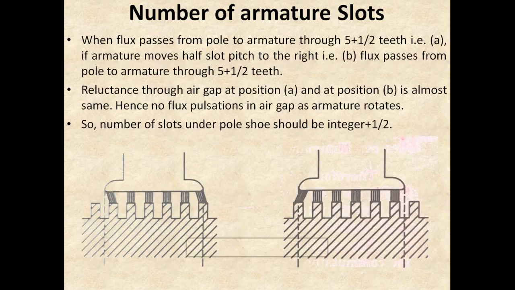Now consider the case of flux passing from the pole shoe to the armature through 5.5 teeth. You can see very clearly 1, 2, 3, 4, 5, and half of a tooth is also included. Just like in the previous case, the armature is made to rotate through half a slot pitch, towards the right. So now the flux passing from this pole shoe to the armature is through 1, 2, 3, 4, 5 and half, that is 5.5.